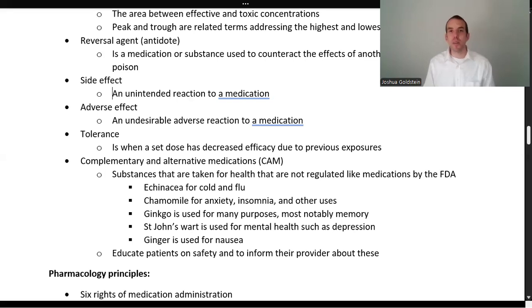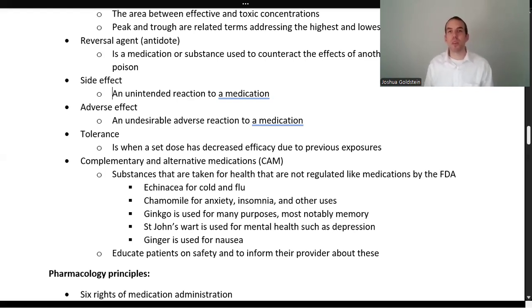That's meant to reverse what? Opioids. Good. And that in many states is available over the counter. Next, we have a side effect. Side effect is something that happens from taking a medication, but generally speaking, it's not a big deal. An example of a side effect would be if a patient gets nauseous from taking a medication or gets a headache from taking a medication. Those would be side effects.